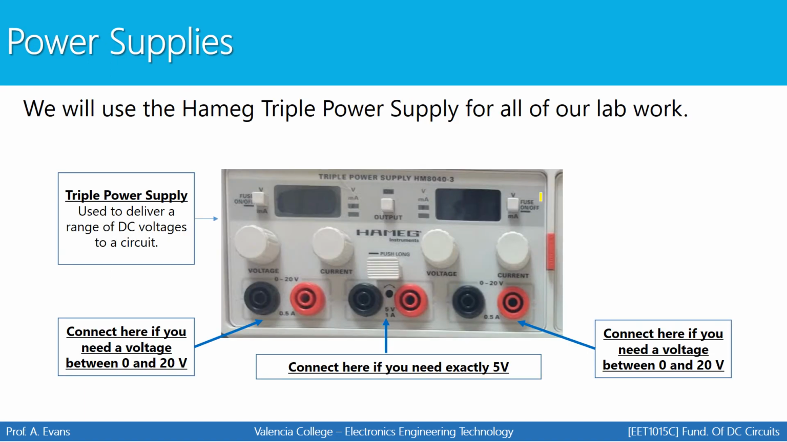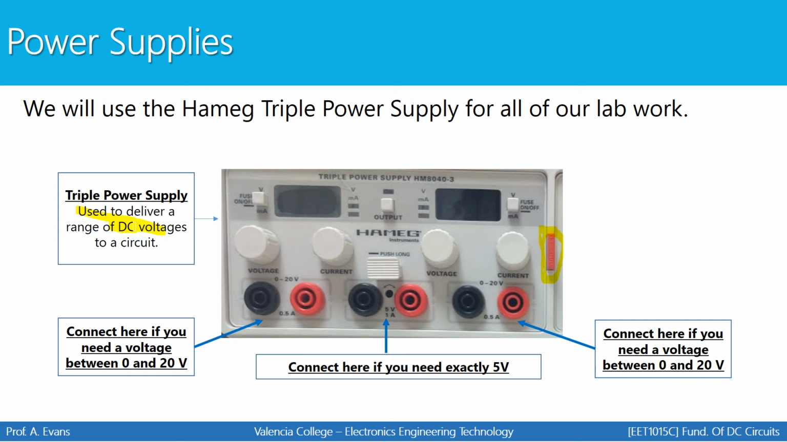In our lab, we will use the Hammock triple power supply. This is what it looks like. When you get to lab, you'll be able to locate this on your bench. I'm going to go over a few of the settings for this power supply. The power button is actually right here to turn it on, right there in the middle. Again, this is a triple power supply. It is used to deliver DC voltages, direct current voltages, meaning a voltage that does not change.